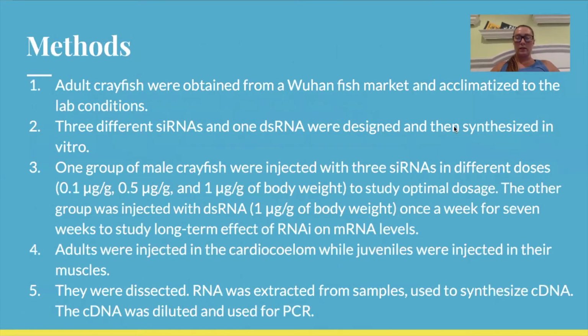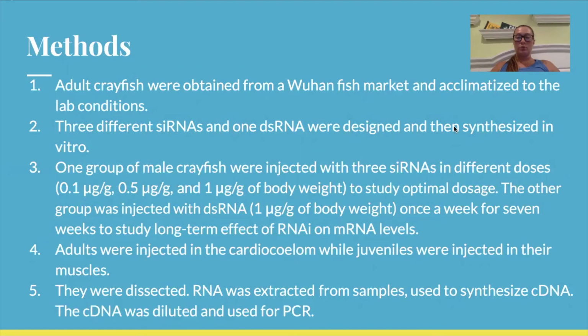In order to conduct their research, they gathered adult crayfish from a fish market in Wuhan, China. They were all acclimatized to lab conditions. The researchers then designed 3 different siRNAs and 1 dsRNA, which were synthesized in vitro. 2 different groups of male crayfish were studied, each made up of adults and juveniles.